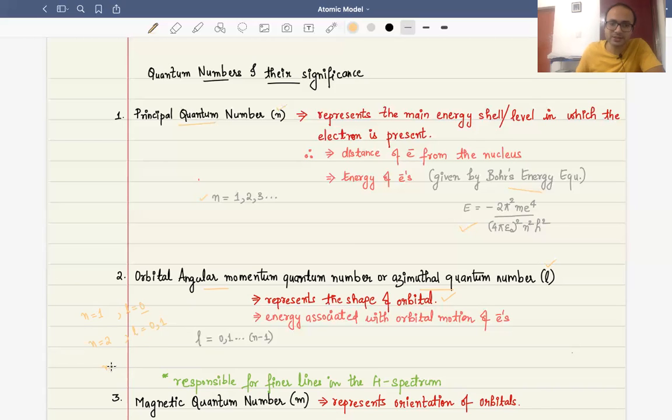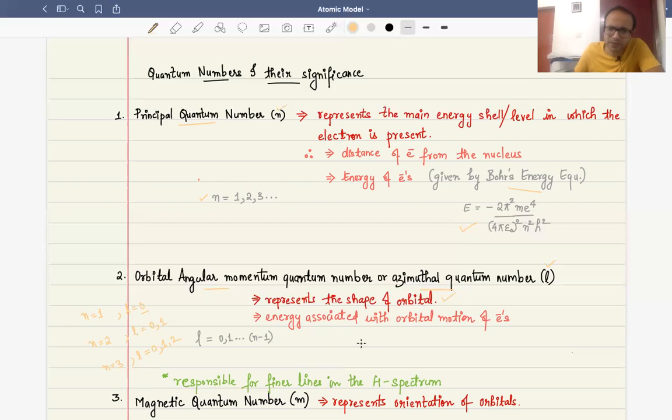Similarly, let us do one more. n is equal to 3. So L can have values 0, 1. Now n minus 1 is what? 2. So the next value would be 2. Not more than 2 is possible. Okay, so this is how you come to know about the L values corresponding to each of the principal quantum numbers.